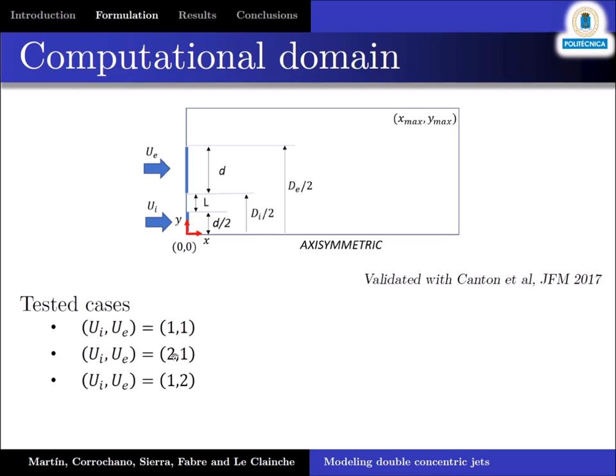A second case where the inner velocity is twice the outer velocity. And a third case with the opposite. The outer velocity is twice the inner velocity. All of them are 1 unit of distance apart, and the Reynolds number tested is in a range between 1 and 2000. Let's remind that the Reynolds number is a non-dimensional parameter that compares the convective terms with the viscous terms.